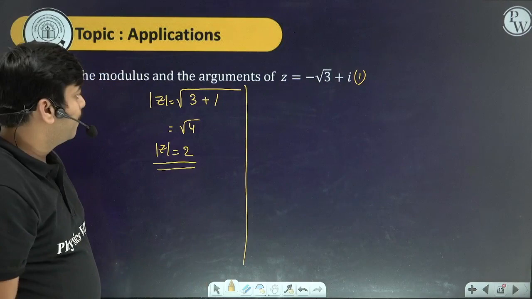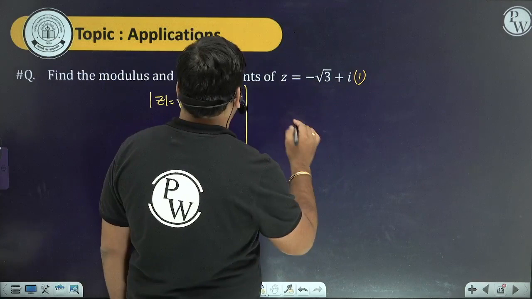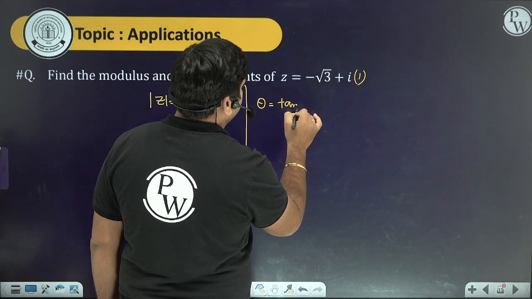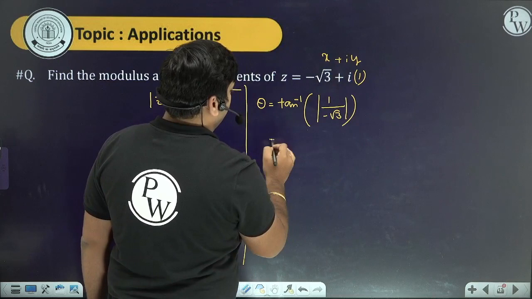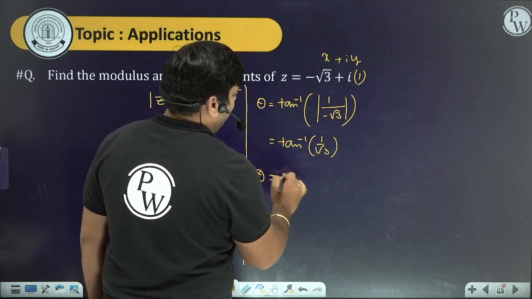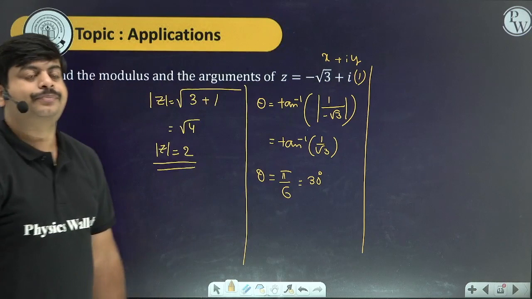Next, coming to the argument. So tell me how to find the argument now. So for the argument of z, you need to have theta is equal to tan inverse of mod y by x. So mod y is 1 by minus root 3 with modulus. So tan inverse of 1 by root 3, which you will get as pi by 6, 30 degrees. You will get that at 30 degrees, correct?